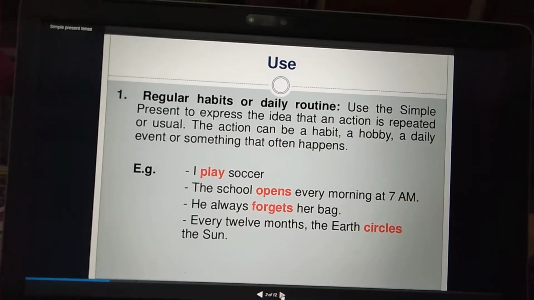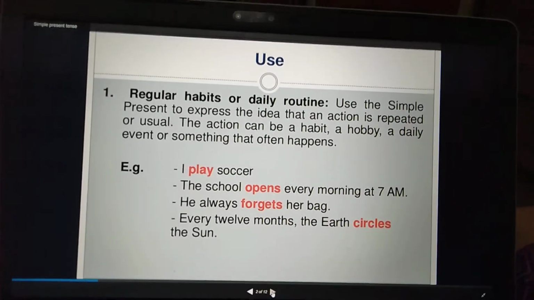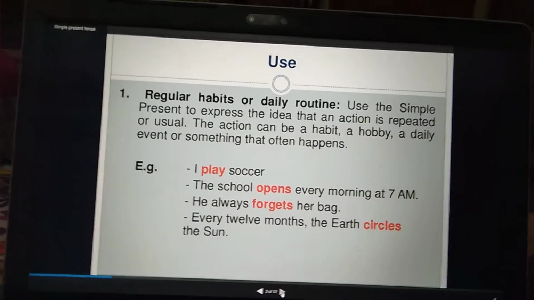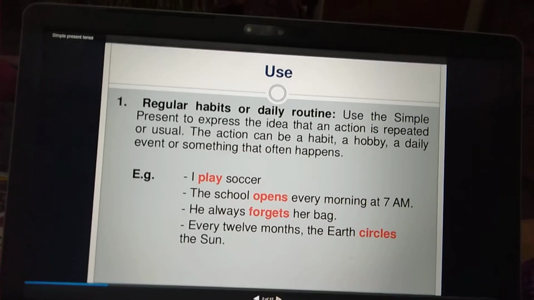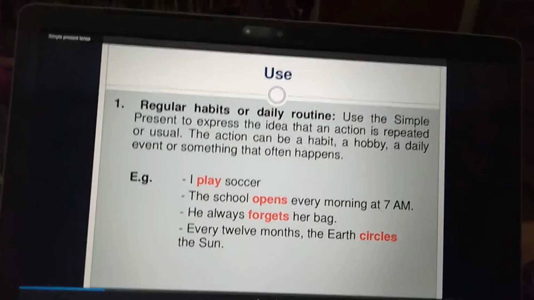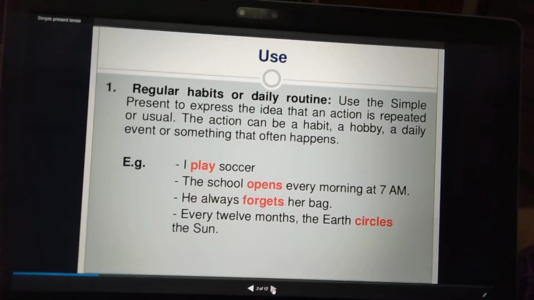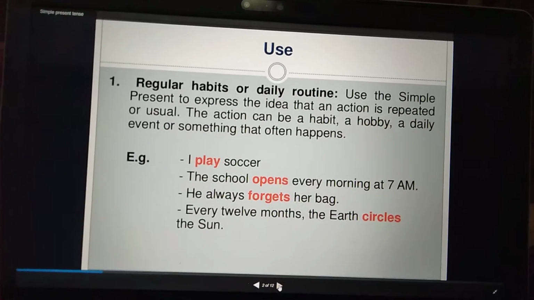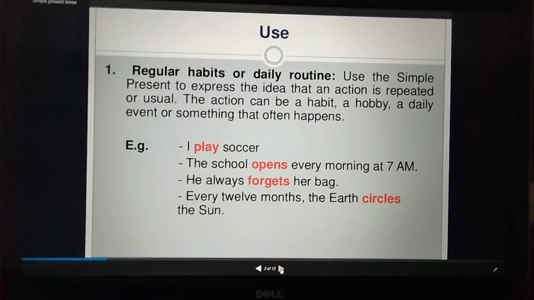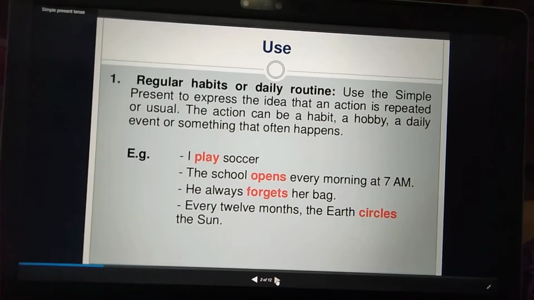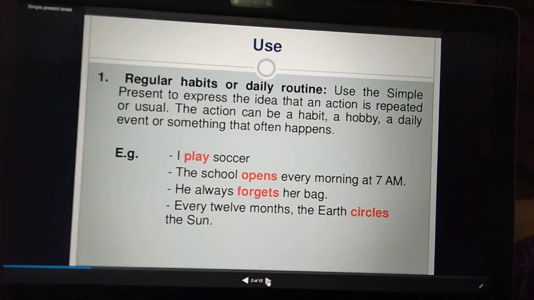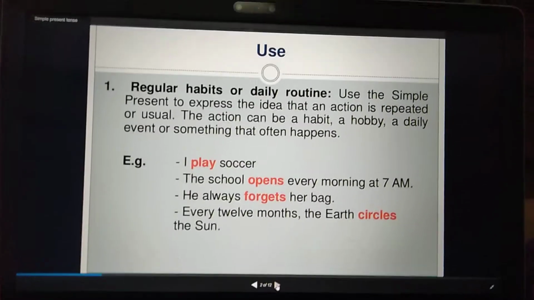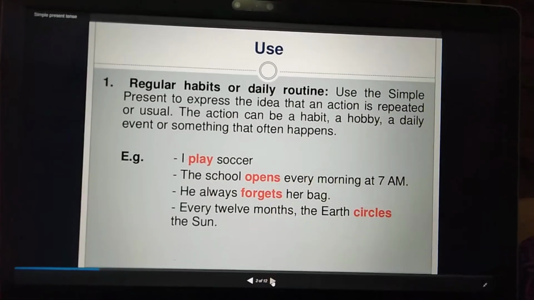Clear? So the very first use of the simple present tense or present indefinite tense is for actions which are repeated on a regular basis, or which are your habits, or which are part of your routine. Clear? And the examples are: I play soccer, the school opens every morning at 7 a.m., he always forgets her bag, I take cereals in my breakfast. See, that is part of your routine and that is an action which is repeated every day. Every day you take breakfast and in breakfast you take cereals. So that's why you have used the present indefinite tense for that.